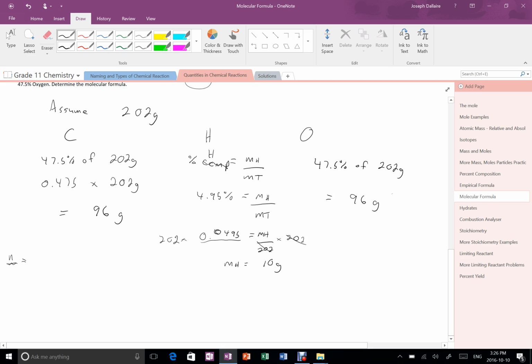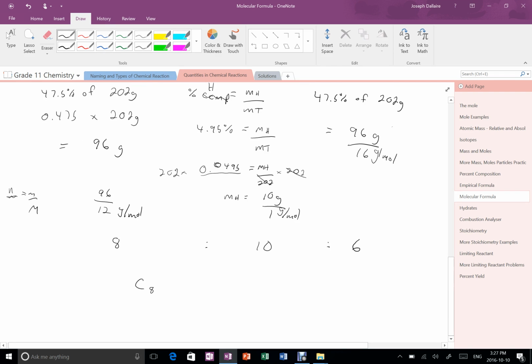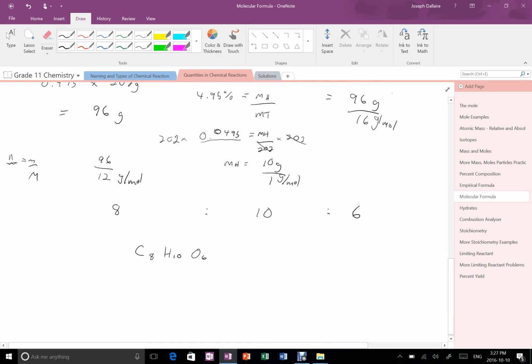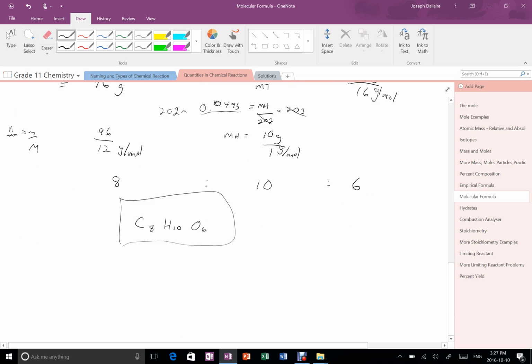Now, converting to moles. 96 divided by 12, 10 divided by 1, and 96 divided by 16, because the molar mass of oxygen is 16, carbon is 12, hydrogen is 1. And so I get 8, 10, and, I think this is going to be 6, yep, 6. So this compound is C8H10O6. And that, because I've assumed the right molecular mass in the first place, is the right molecular formula for the compound right away.